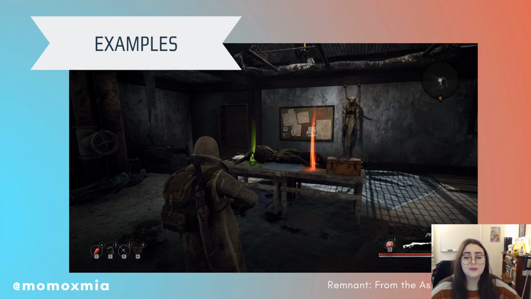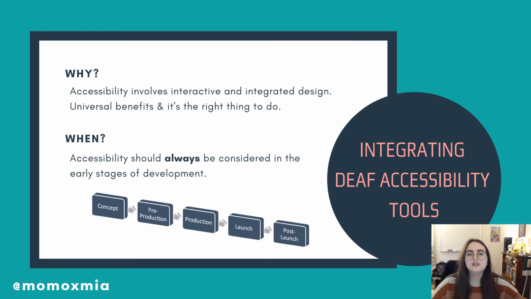So now that we talked about visual cues, we have our subtitles, we have our visual cues, but why do we use these tools? And honestly, the short answer is that accessibility just involves interactive and integrated design. We need to use these tools because they make the game accessible. There are universal benefits for it, and also too, it's just the right thing to do.